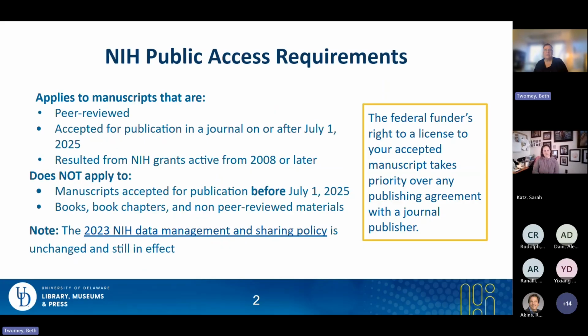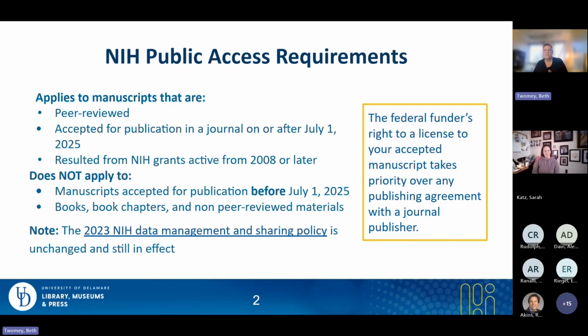So the public access requirements apply to peer-reviewed materials only that have been accepted for publication on or after July 1st of this year. And if you happen to have a super old, long-running grant from before 2008, you don't need to worry about this.